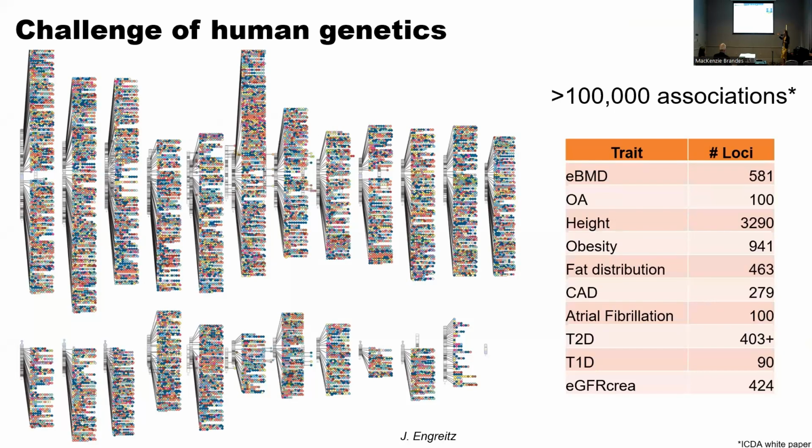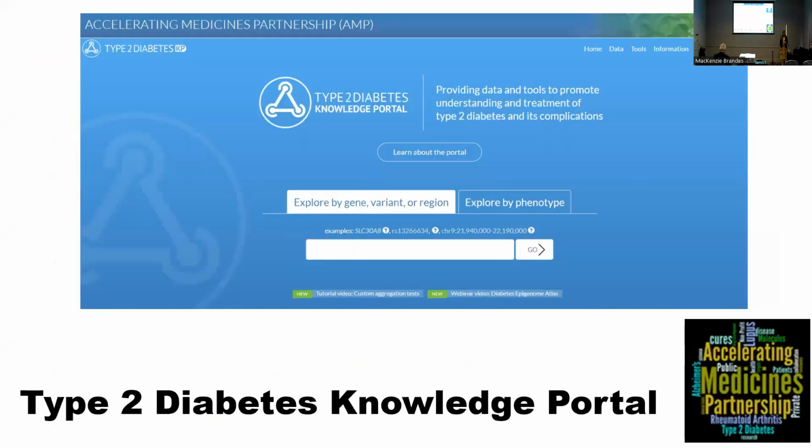But what's great is that for many common metabolic diseases, we've done a very comprehensive job of identifying loci. For type 2 diabetes, there's 403 and counting with a recent paper. We have, for kidney disease, 424. So there's really a richness of human genetics data. And there's a richness of the ability to make that data accessible to the world.